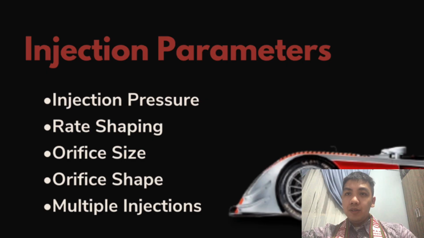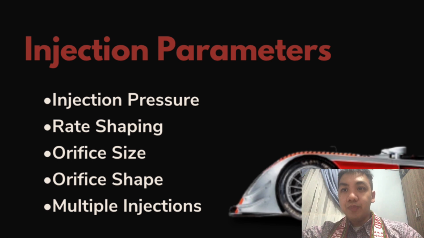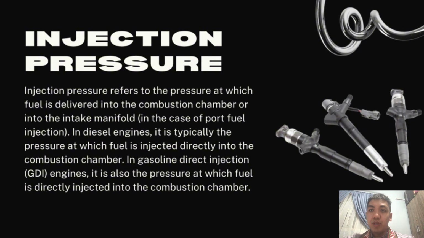Today I will present about the CI spray combustion engine. A few things we need to know for the injection parameters, which are injection pressure, rate shaping, orifice size, and orifice shape. Let me explain more about injection pressure.